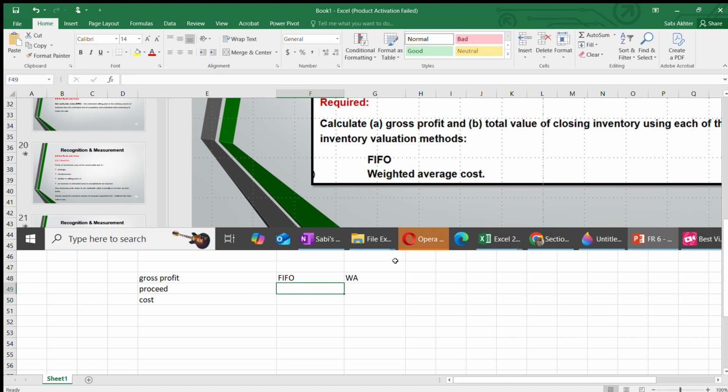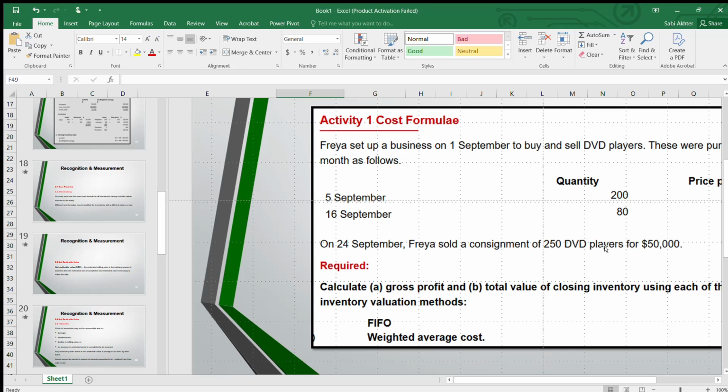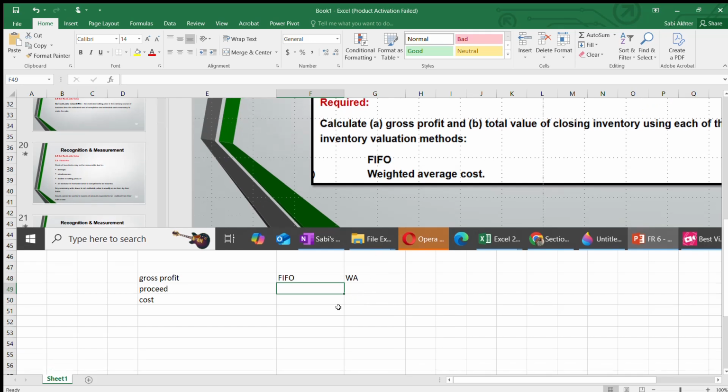So what is the proceed? You are selling 250 DVD players for 50,000. So 50,000 is the proceed under both. Okay. Proceed is same. No impact. The change occurs in the cost.